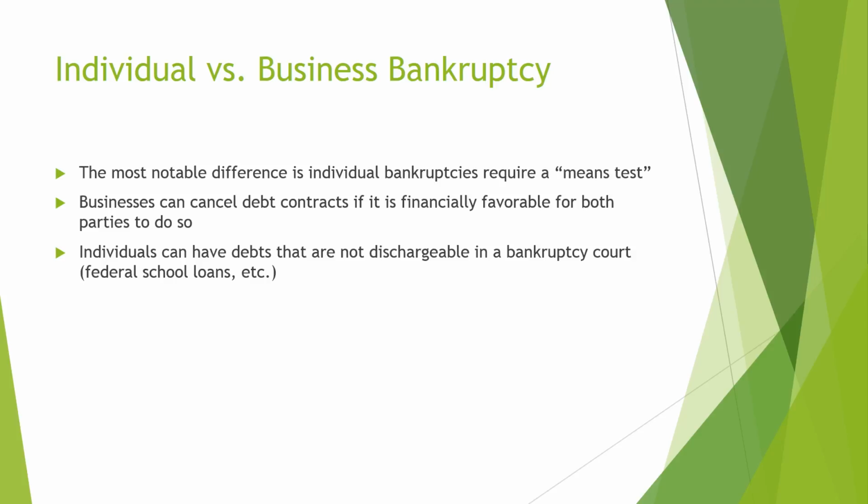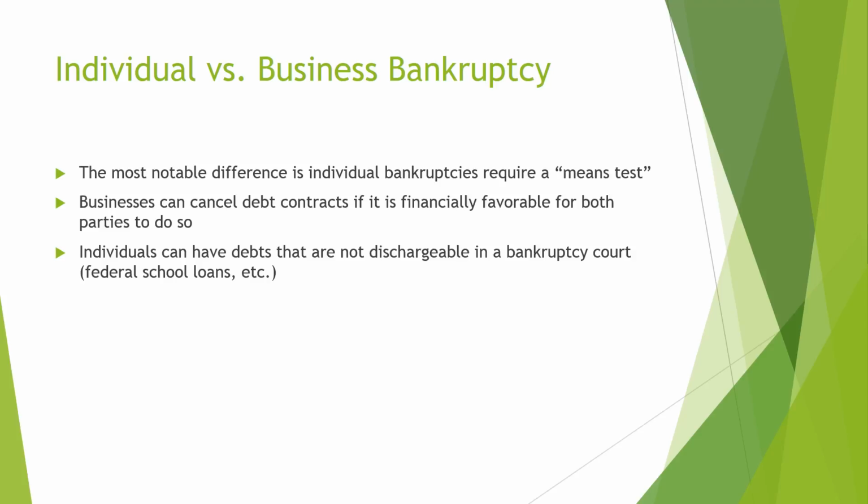Individual versus business bankruptcy, they actually are very similar. They overlap quite a bit. The most notable difference is individual bankruptcies require a means test. Businesses can cancel debt contracts if it is financially favorable for both debtor and creditor to do so. Oftentimes in Chapter 11, that comes into play. They'll just decide that debt contract no longer makes sense, and the creditor may decide that this is something they can go ahead and terminate.